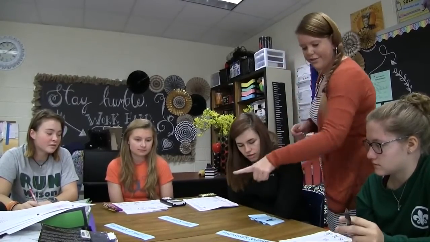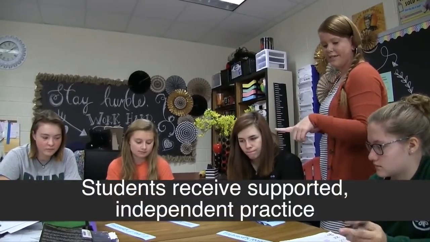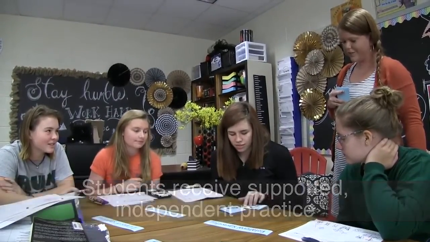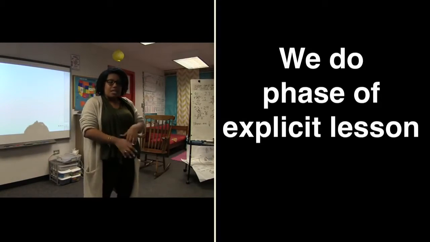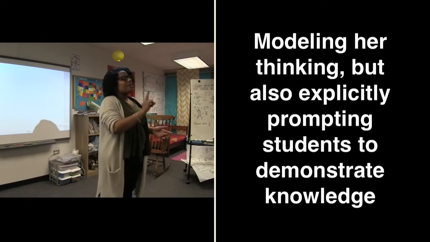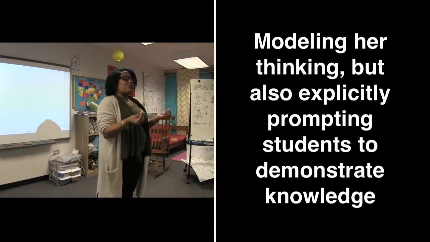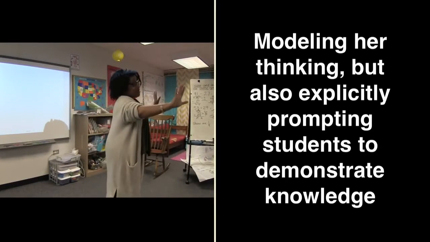Once the teacher models, it's the student's turn to have guided and supported practice opportunities with the teacher monitoring performance and systematically fading supports until students have reached mastery. In the following clip, Ms. Samuels is within the we do phase of explicit instruction. She is both modeling her thinking for solving a double-digit subtraction problem with regrouping, but also explicitly prompting her students to demonstrate their knowledge.